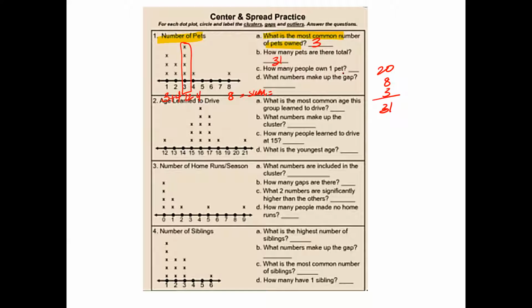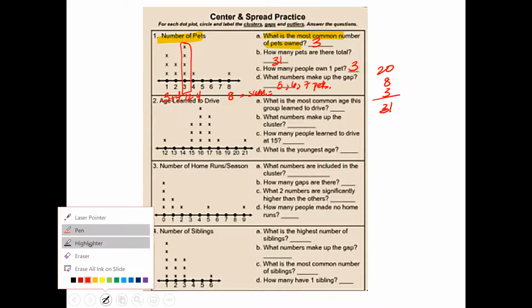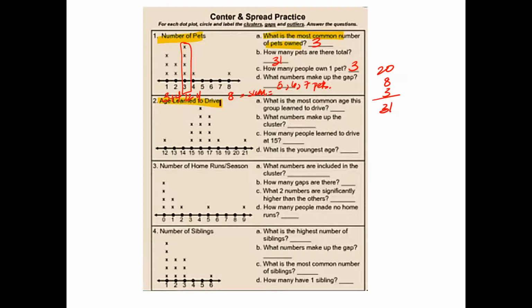How many people own only one pet? There are 3 people. What numbers make up the gap? Well, that will be 5 pets, 6 pets, and 7 pets. Nobody has those numbers. So now that I went ahead and did the first one, I want you guys to look at and interpret the age learned to drive, number of home runs in a season, and the number of siblings. So pause the video and answer the following questions here.